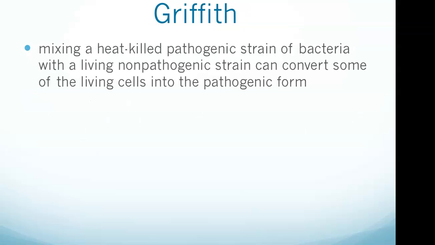In his work with pneumonia-causing bacteria in mice, Griffith found that some substance from pathogenic cells was transferred to non-pathogenic cells, making them pathogenic. In his transformation experiments, Griffith observed that mixing a heat-killed pathogenic strain of bacteria with a living non-pathogenic strain can convert some of the living cells into the pathogenic form.